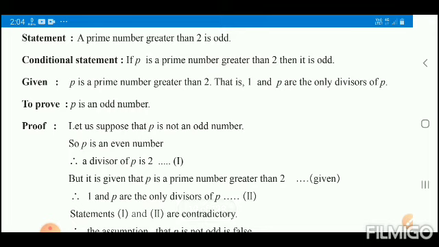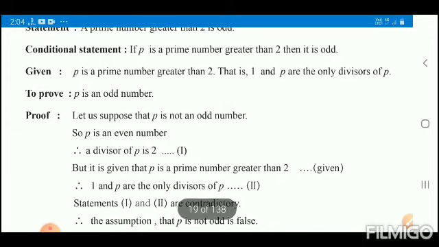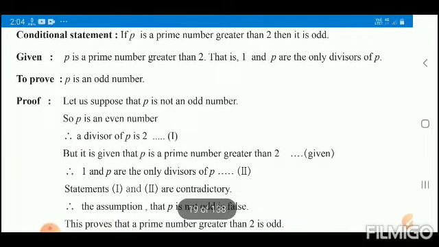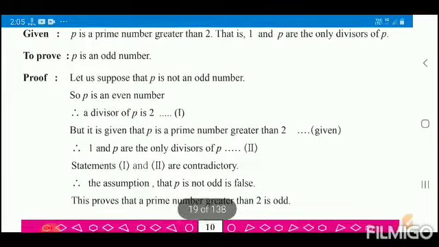Now look, the given part is what we have to use. p is a prime number greater than 2, that is, 1 and p are the only divisors of p. Why? Because we took p as a prime number, and a prime number means a number which has only two divisors, that is 1 and the number itself. Now what we want to prove? p is an odd number.